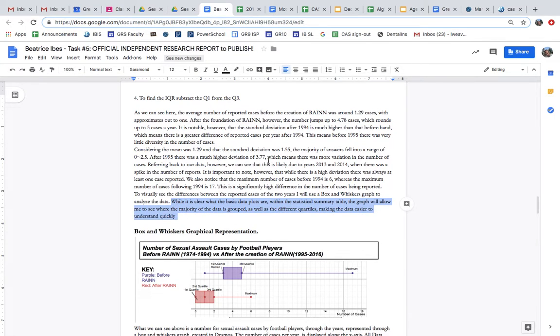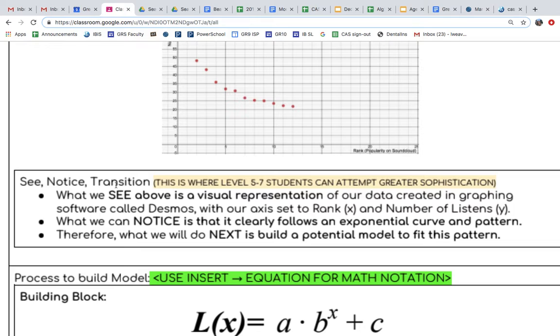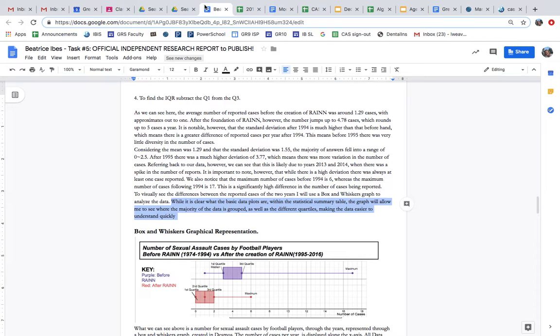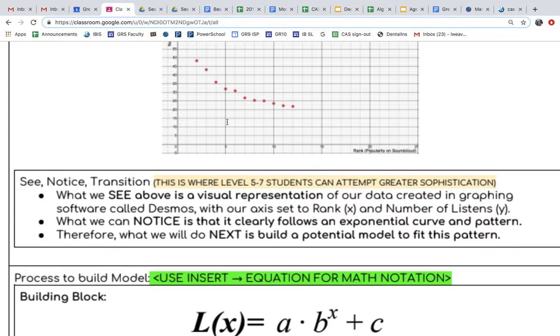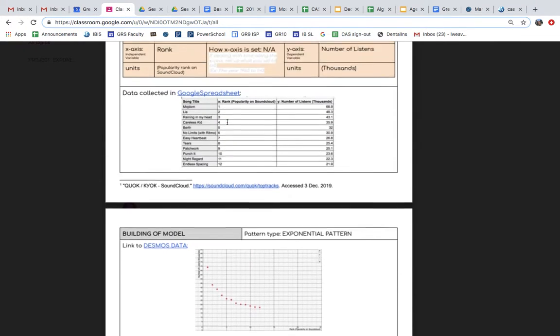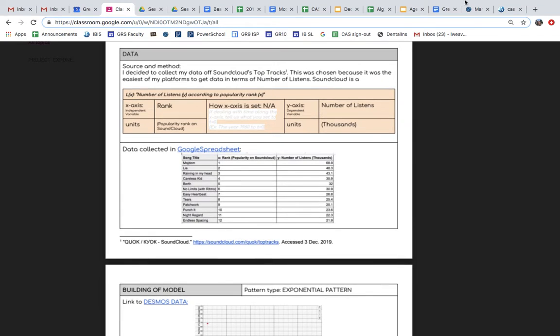And you can see this is really sophisticated because it's a long paragraph. But in 10th grade, as you're just getting used to it, you can just write a basic C notice transition. What we see above, and what are we looking at? What can we notice? And then therefore, what will I do next? This is where level 5 through 7 students can attempt greater sophistication, much like B's paper did here. That is the last thing you need to do in terms of setting up your data for your audience.